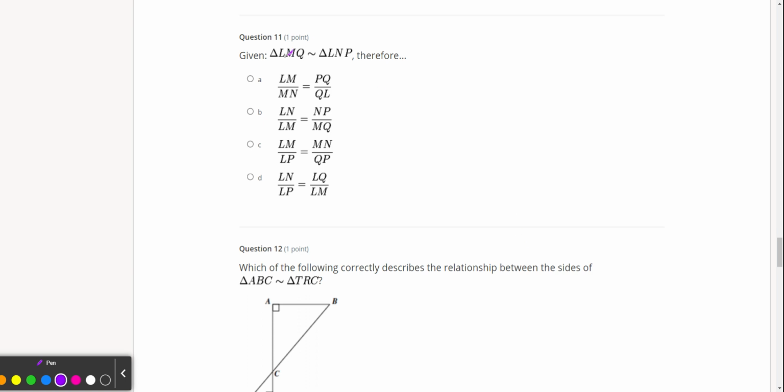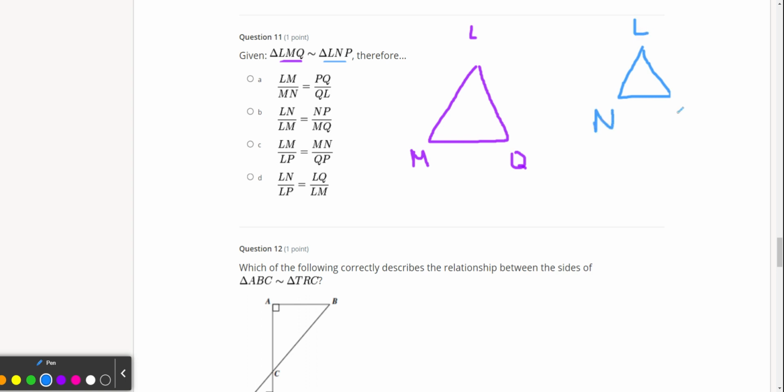11. If there's no picture, I need you to draw a picture. Get out a piece of paper, do whatever you need to do to draw a picture, okay? LMQ, that's my first triangle. Then I've got LNP, and it's similar, so I'm going to draw it smaller. LNP, right? Then I just go through and I test everything.